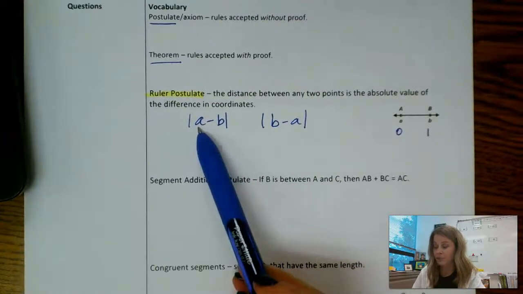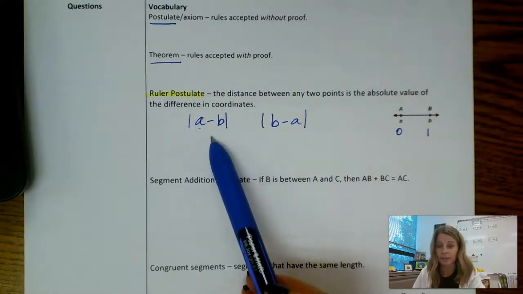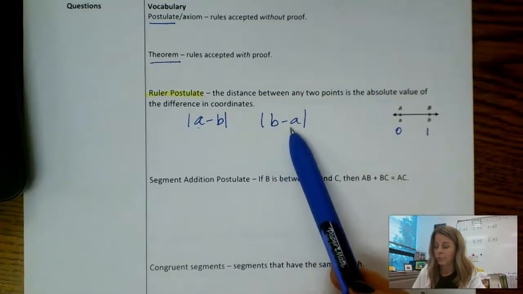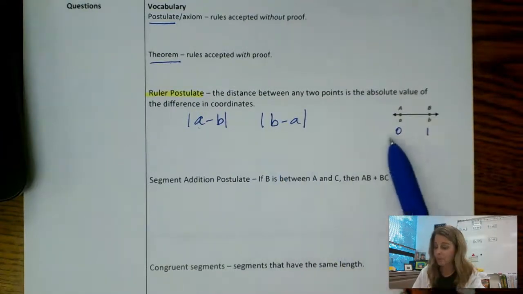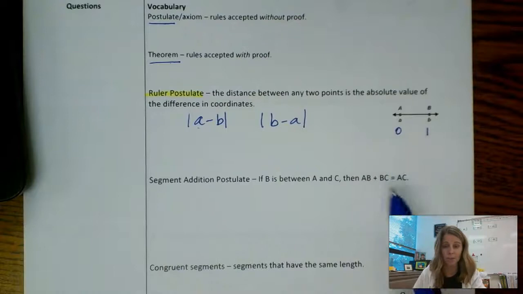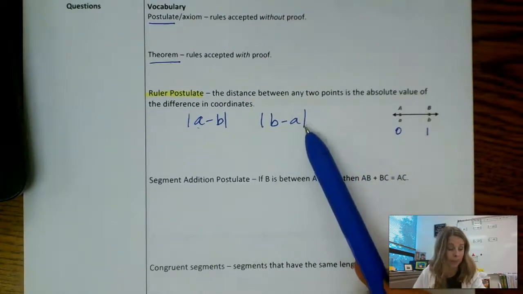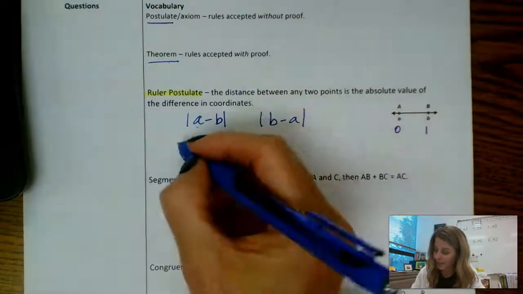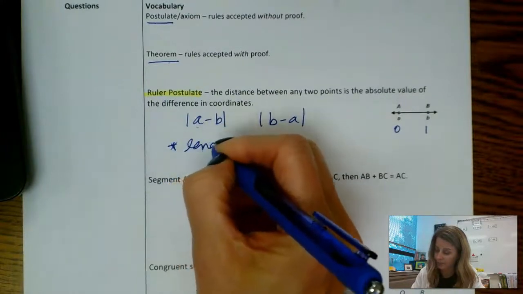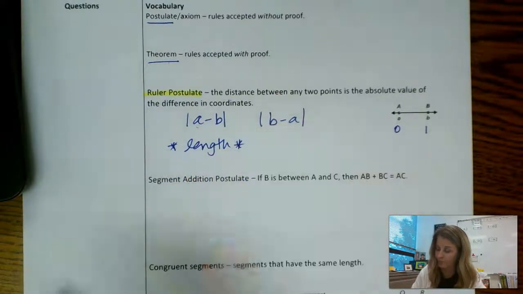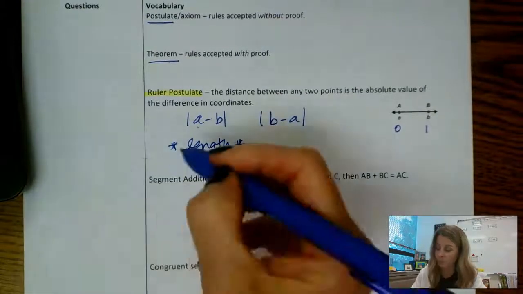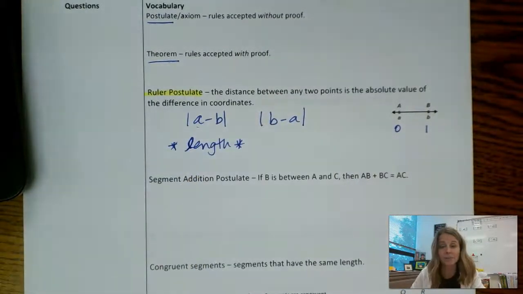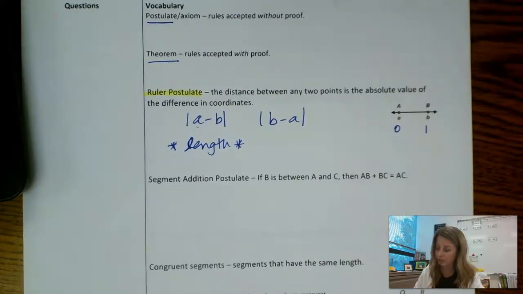So if I were to do 0 minus 1, I get -1. Well, the absolute value is 1. 1 minus 0 is 1. Absolute value is 1. Now we're dealing with length, so we cannot have a negative length. That's why we have to take the absolute value to get that amount. I'm also going to add the word length in here. A lot of times when we are trying to find the distance of something, they'll say, what is the length? So they kind of get used interchangeably.